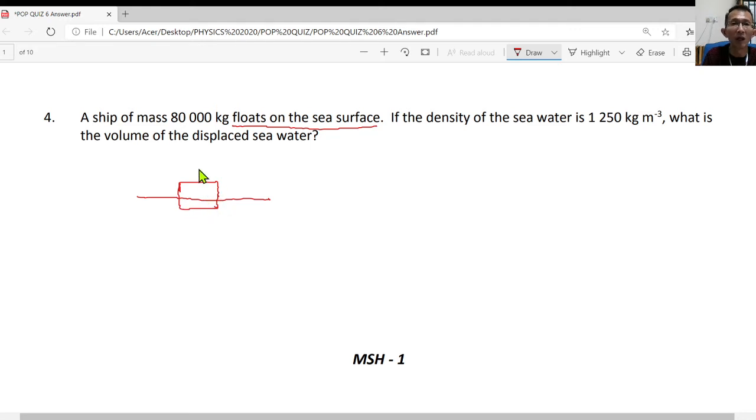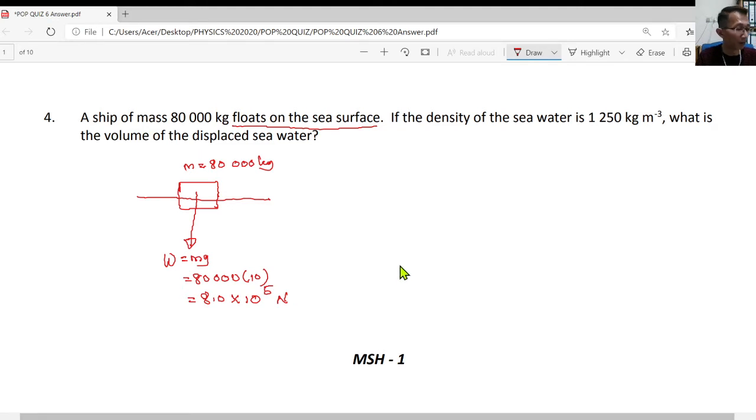The mass of this ship is 80,000 kilogram. So I have a weight going down. Here, W equals mg. That would be 80,000 multiplied by 10, which gives you 8.0 times 10 to the power of 5 Newton. So that is the weight of the ship.